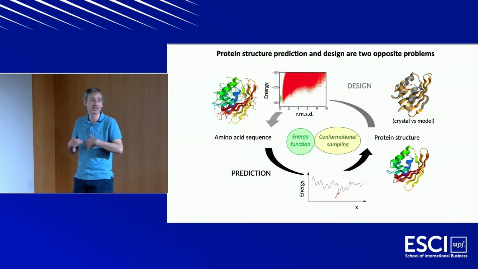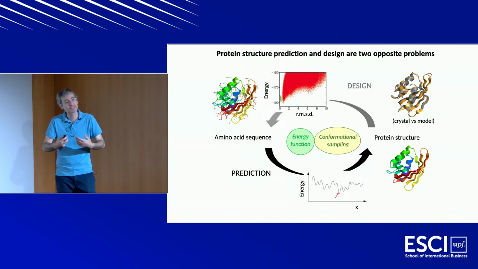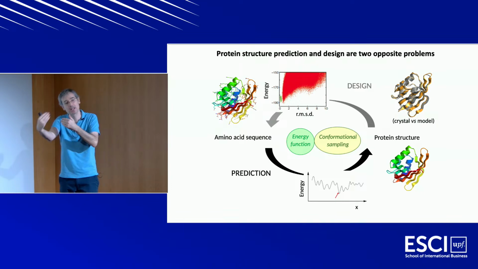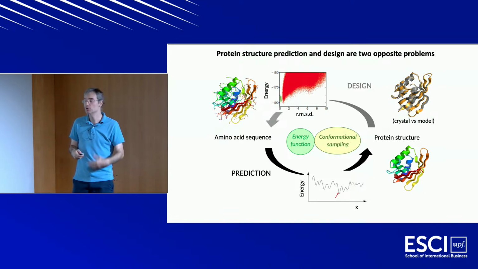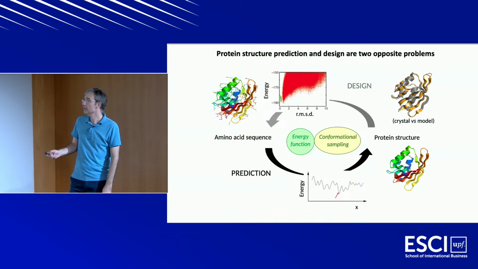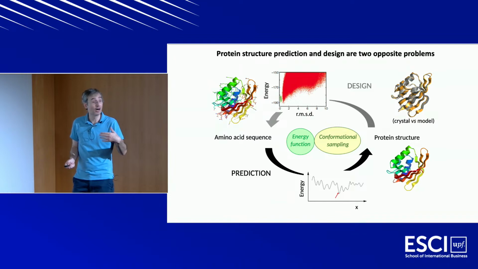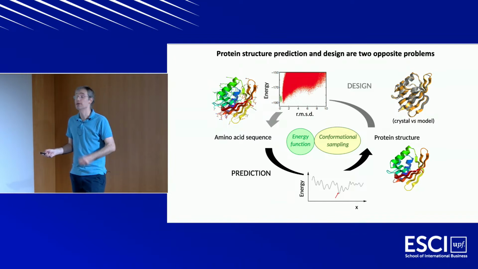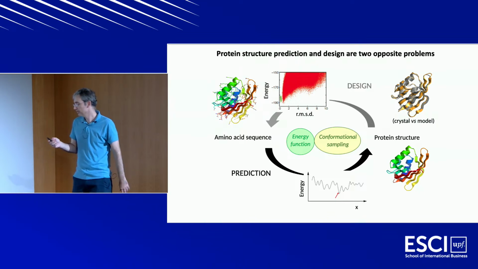This is what is known as the funnel-shaped energy landscape: energy landscapes that progressively stabilize intermediates and guide the folding process towards the target structure. So many methods that were developed for prediction, in terms of energy functions and conformational sampling, have been harnessed to design sequences that fold into target structures.